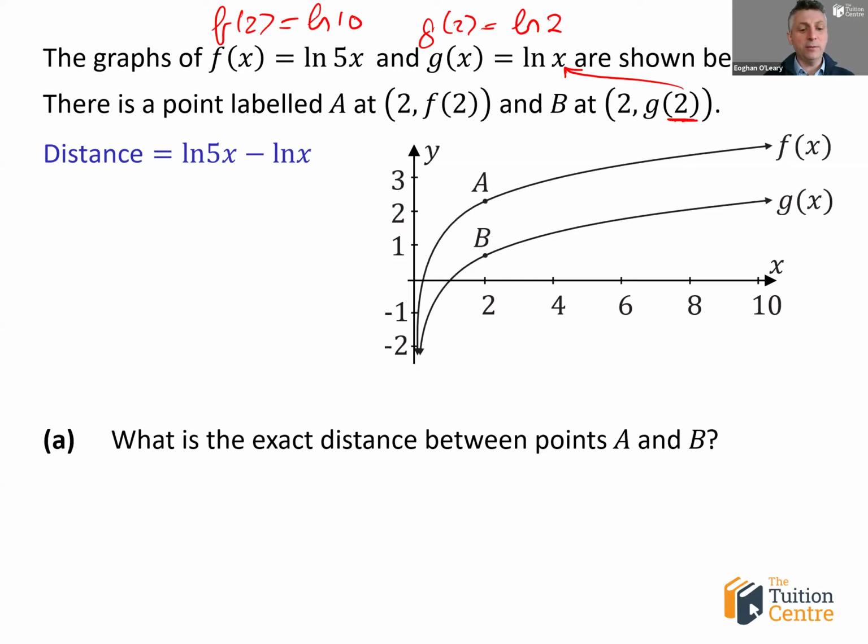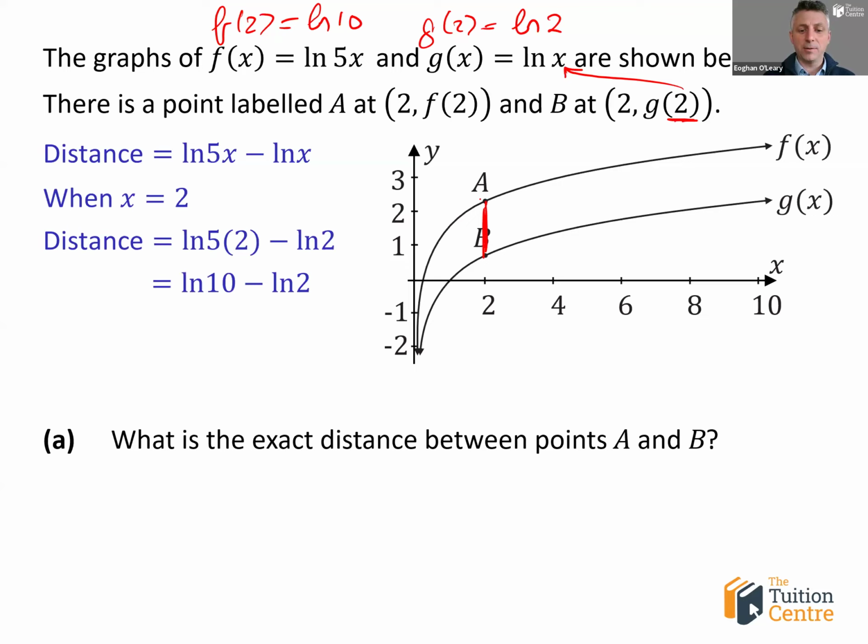So the distance between the functions is ln of 5x minus ln of x, because it's just the difference of the y coordinates at any particular point. So when x equals 2, you get ln of 10 minus ln of 2. As we remember back at question number 2, if you have the log of a to the base b minus the log of c to the base b, that can be written as the log of a over c to the base b. So it's the division law.